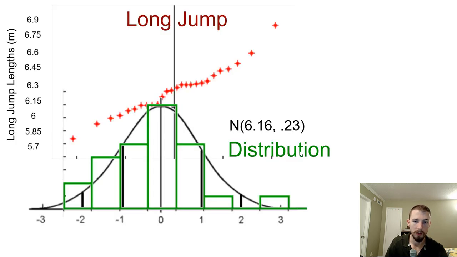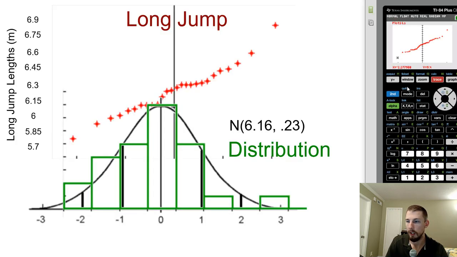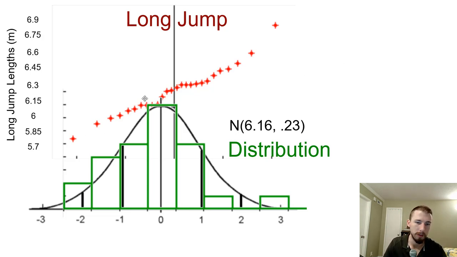So what we want to do is actually graph out the probability plot for that. So this is going to be my list 3 for me. It's going to be the long jump data, and then just hit zoom 9 again. And there it is, and you'll notice that's exactly the same thing that we have here.